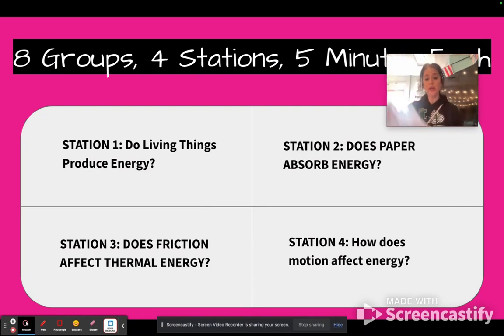Station 2, does paper absorb energy? Okay. We also know our paper does not absorb any liquid. We have really horrible paper towels here at school, but now we're trying to figure out if they actually absorb energy. Maybe they're better at doing that.